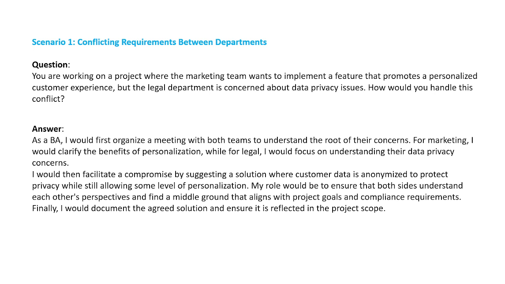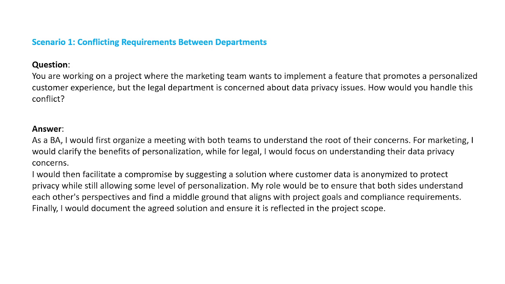Scenario 1, conflicting requirements between departments. As we know, there will be multiple stakeholders from multiple departments while gathering requirements. Different departments have different stakeholders, and there is conflict in requirements between them. The first scenario question is: you are working on a project where the marketing team wants to implement a feature that promotes a personalized customer experience, but the legal department is concerned about data privacy issues. How would you handle this conflict?